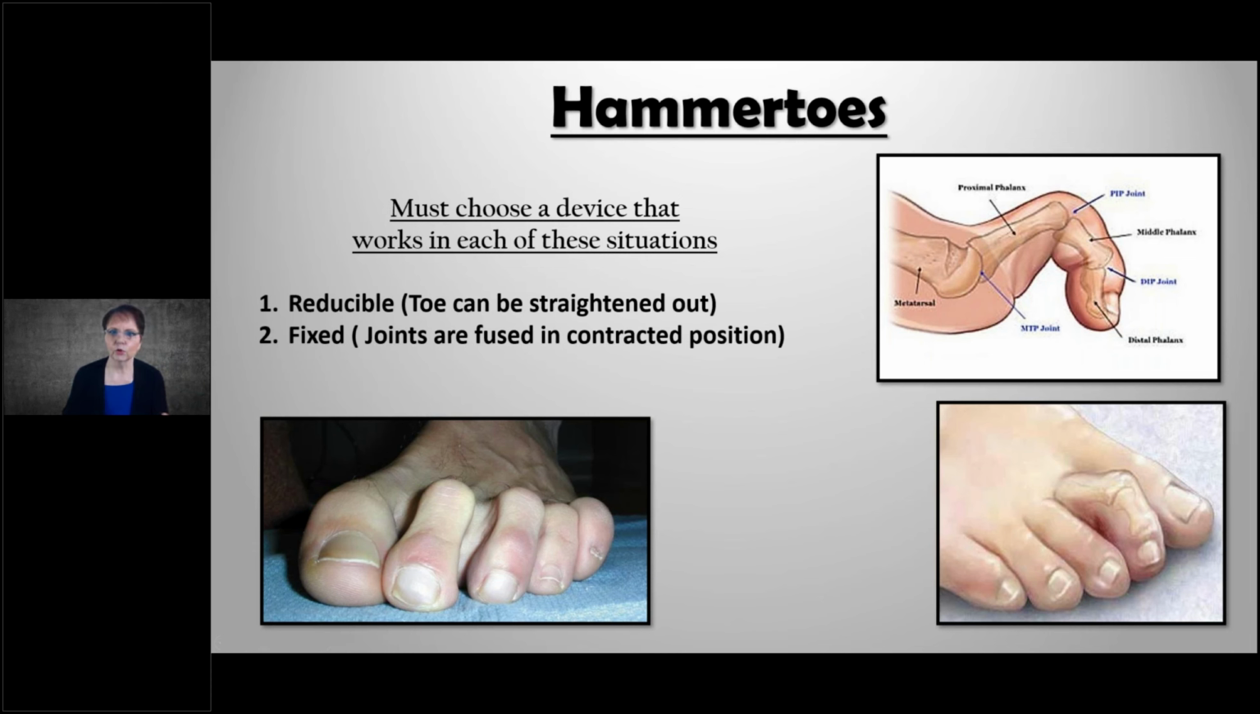So hammer toes themselves, as we said, there are many reasons for it, but you must choose a device that works in each of the two situations. Hammer toes can be one of two general types, reducible or fixed. Reducible means that the toes can be straightened out, okay? Fixed means they're frozen like that. You can't straighten them out. So it makes a huge difference what type of pad you're going to put on them.